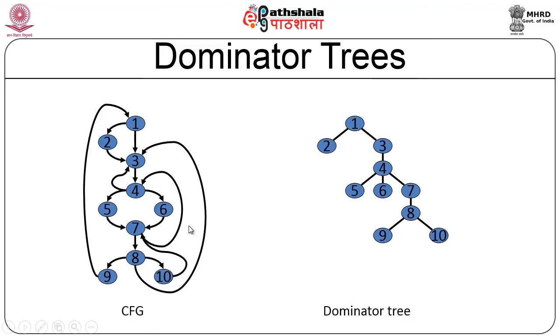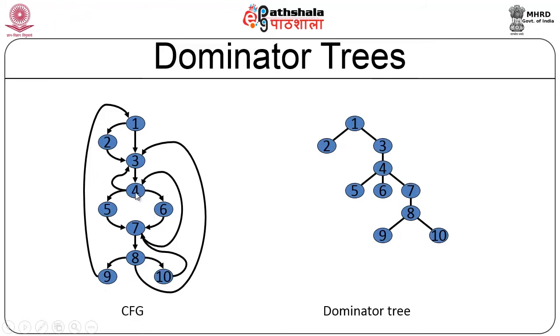Now, let us leave that particular point as it is. In order to come to node 8, I have to necessarily come through 7. Therefore, I can say 7 dominates 8. Now, in turn, 3 dominates 7. Therefore, 3 dominates 8 also. That is what we are trying to look at as the transitive property.